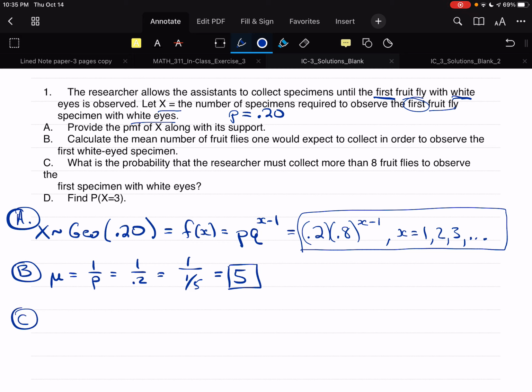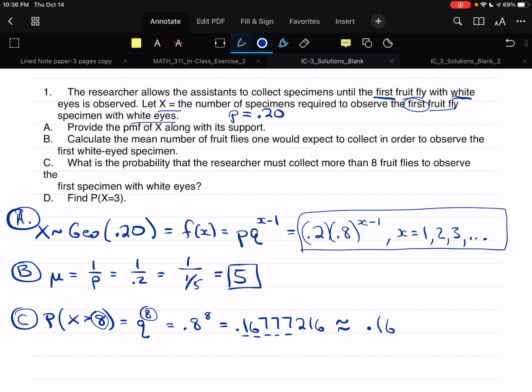Now, C. What's the probability that the researcher must collect more than 8 fruit flies in order to observe the first specimen with white eyes? Well, this is simply the probability that X is greater than 8. And for the geometric distribution, we learned that this is equal to q^8. Whatever this value is goes in the exponent, and so this is going to be 0.8^8, and this turns out to be 0.167777216. And the instructions for this, which I have not included, tell us to round to the 4th decimal place. So I go out 5 decimal places, it's a 7, so I'm going to round to 0.1678. And that is the answer for part C.